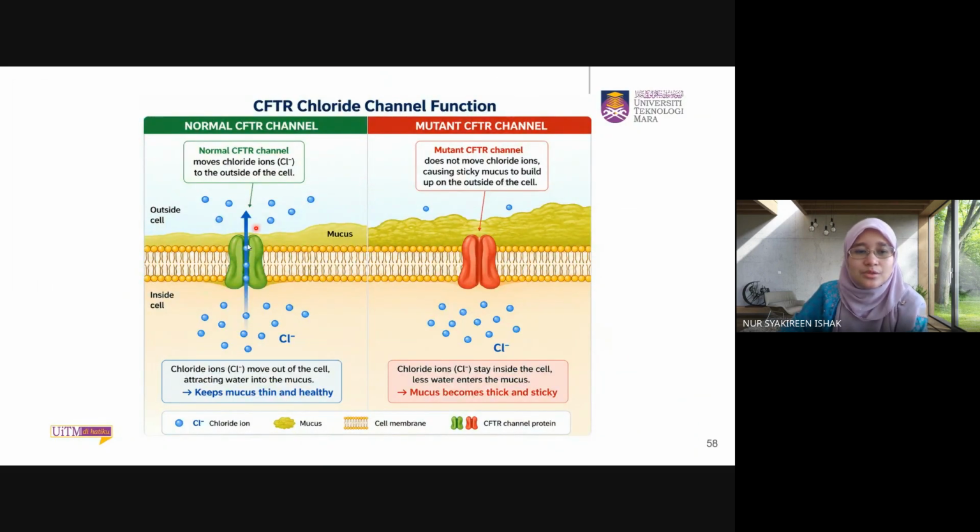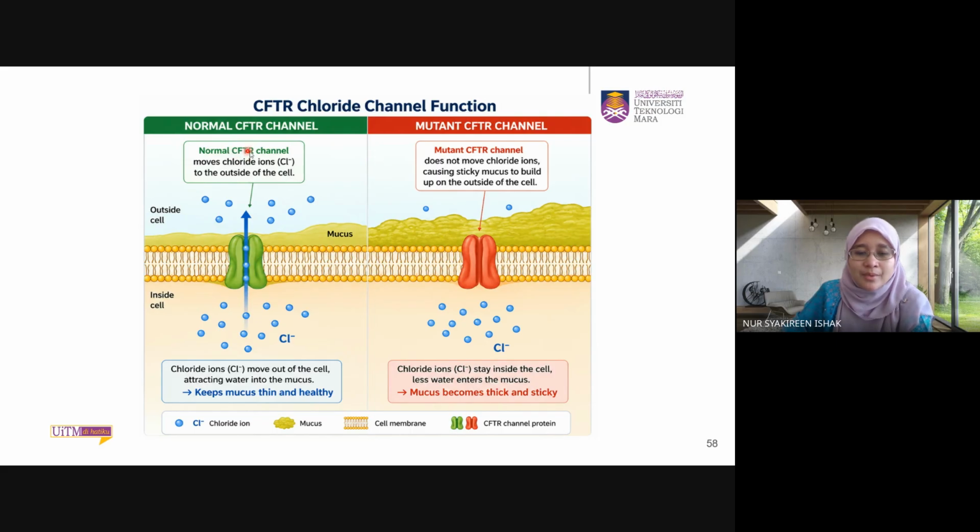So this is the chloride ion channel for a normal healthy person. The chloride ion channel is supposed to transport chloride from inside the cell to outside the cell. Inside the cell there is a high concentration of chloride ion, so it moves to the outside with a low concentration of chloride. This movement of chloride ion is important to attract water so that the mucus does not thicken. This is the normal CFTR, the name for the chloride ion channel.